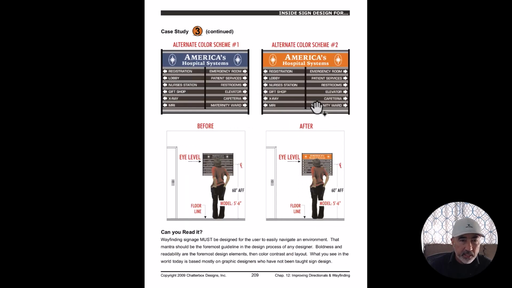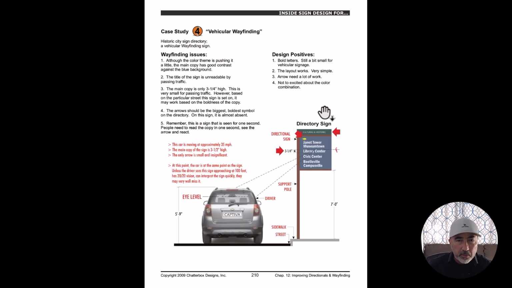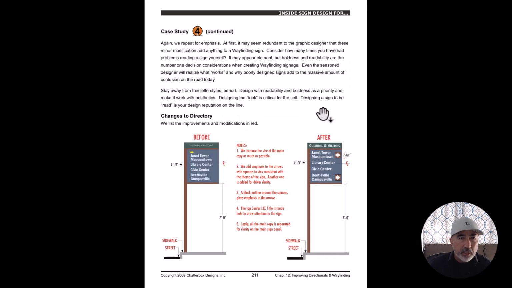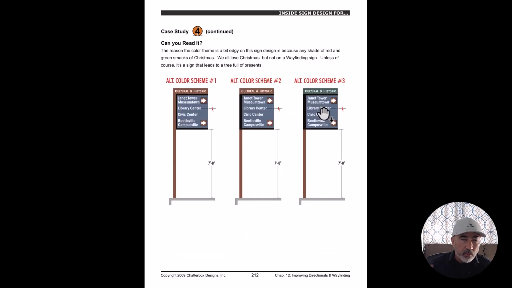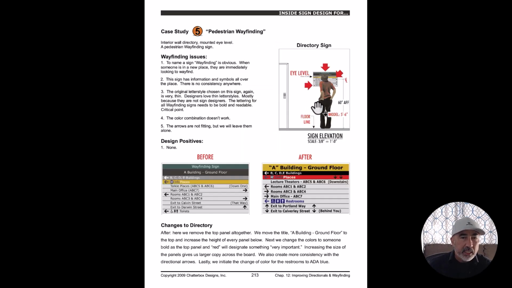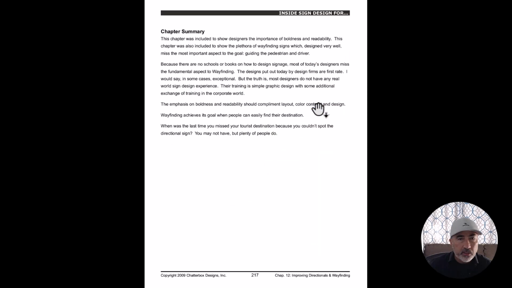Don't make it gaudy. Don't use bold letters that are just horrible. Put some design thought into it, but make the letter anatomy weighty so people can read it and see it. And legibility. Okay, so that's that.